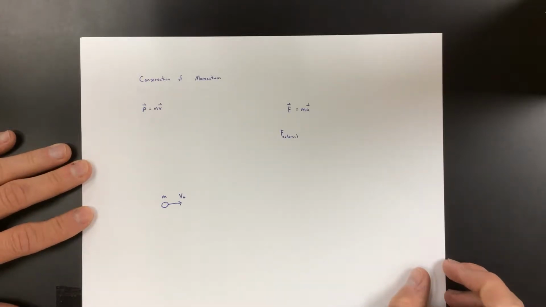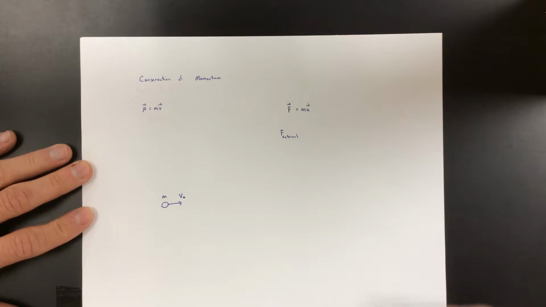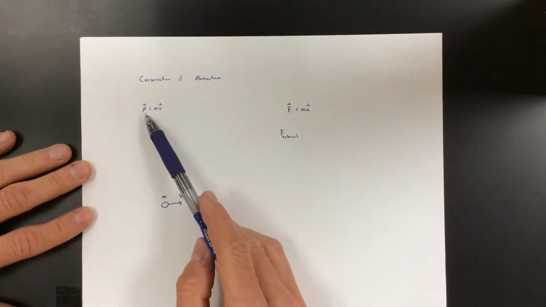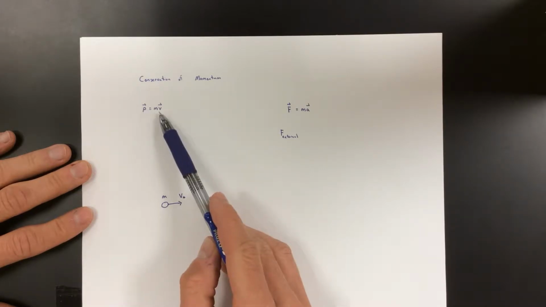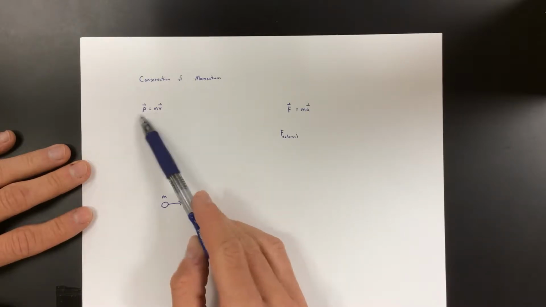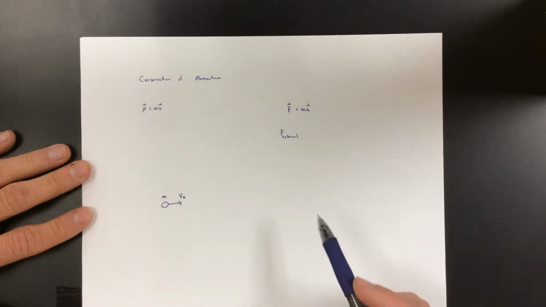So let's do a little review of momentum. Most momentum conversations involve the conservation of momentum. Momentum itself is a vector, represented by a P with a line up top. Momentum is pointed in the same direction as velocity. Momentum is just the mass of an object times its velocity. Velocity and momentum are vector quantities. Mass is a scalar quantity.